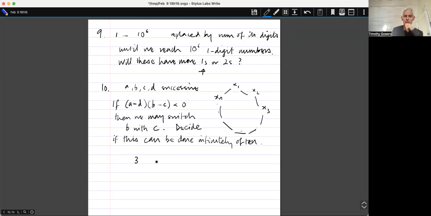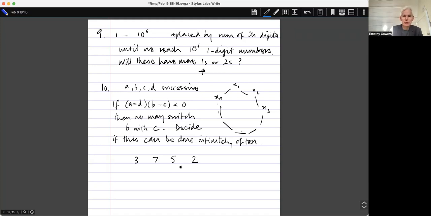So if we had something like 3, 5, 7, 2 going successively round, we'd be allowed to change that to 3, 7, 5, 2. Because that would mean that now the comparison between 7 and 5 was the same as the comparison between 5 and 2. So we are probably looking for some number that goes down. I'm presuming that the answer is going to be no, that it can't be done infinitely often.